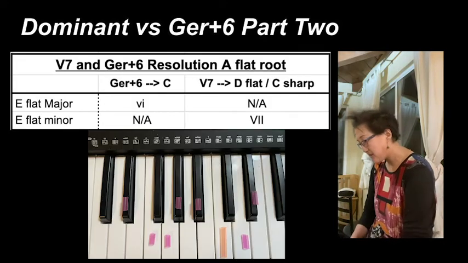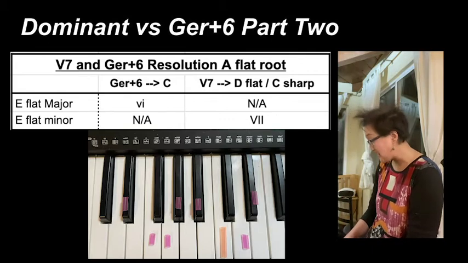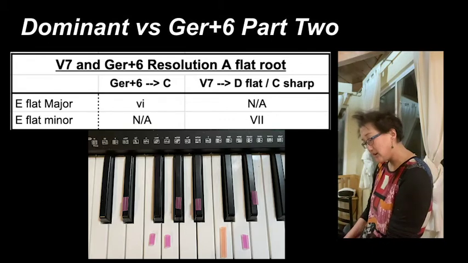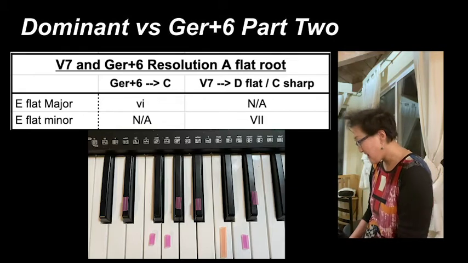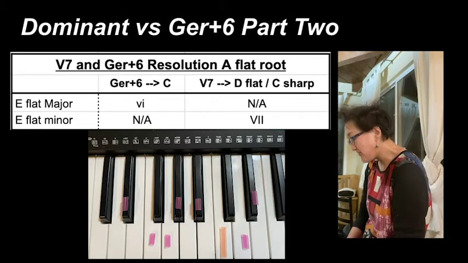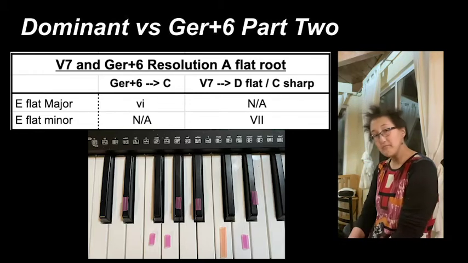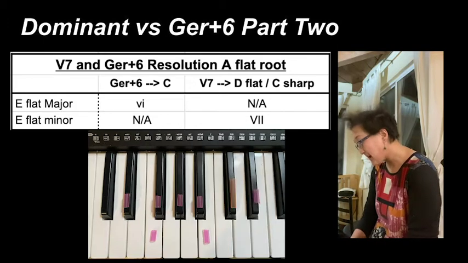E flat. We have the C. So the C is the 6th scale degree, so we'll have the German of 6. And in that case, that's diatonically minor. So German to minor 6/4. Okay, how about E flat minor?